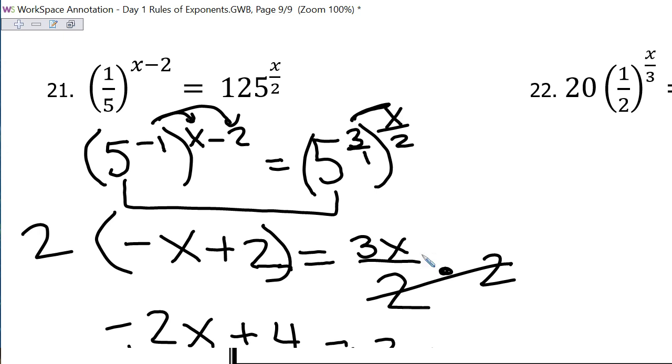And the last one, number 22, we need to get rid of that 20 up front. How do I get rid of the 20 up front? It's being multiplied because of the parentheses, so we need to divide both sides by 20. So that gives us 1/2, so the x over 3 equals 5 over 20 is 1/4. Okay, how would you solve that one by getting like bases?